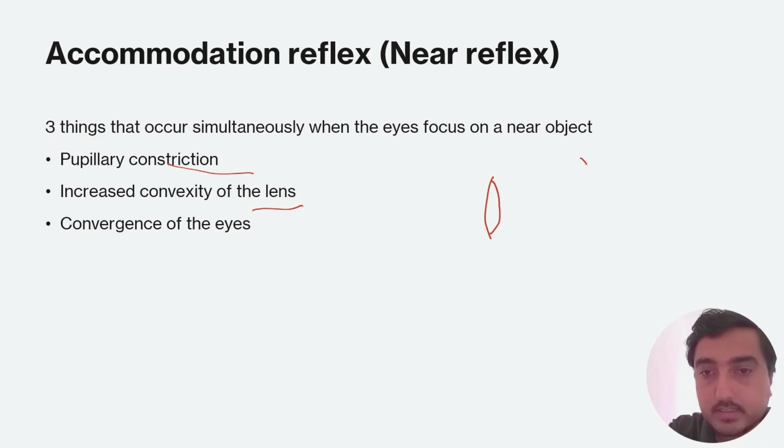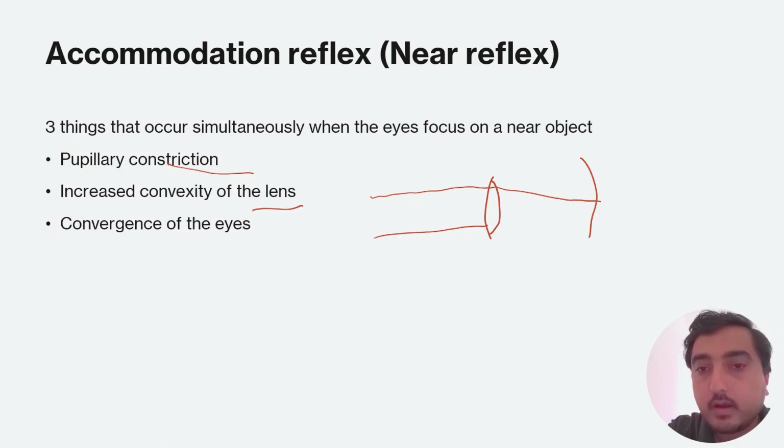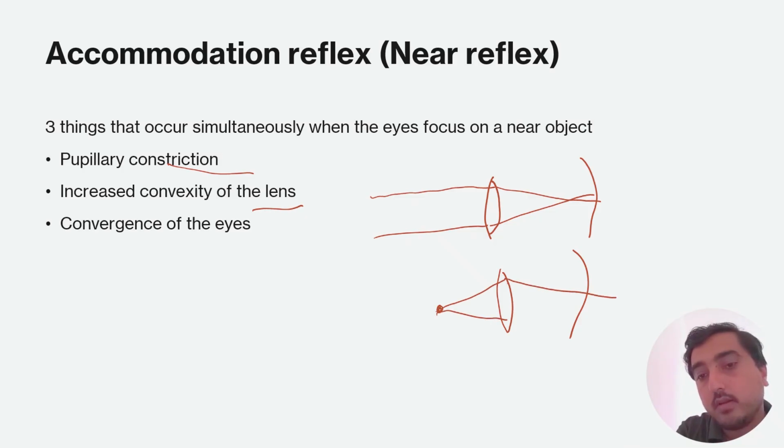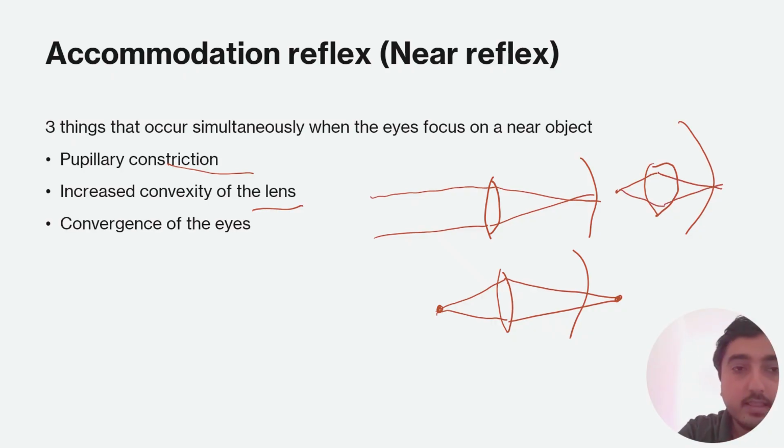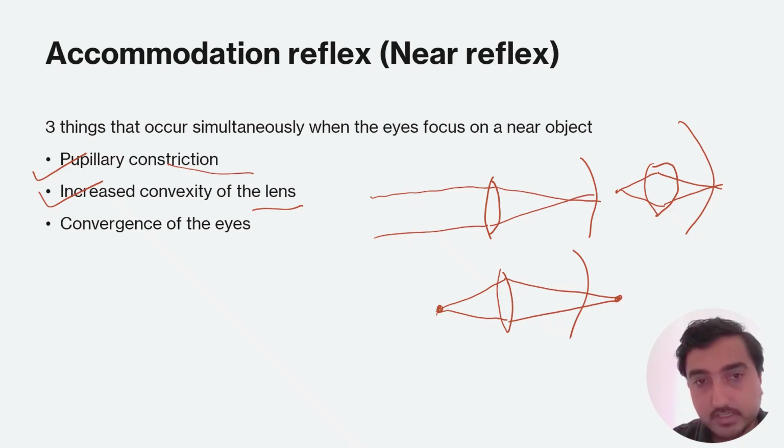this is our lens, this is the retina. When the object is far, the light is falling on the retina. If the lens does not change its size and the object is approaching near, what happens is the light will go and fall behind the retina and cannot focus. So for the light to fall on the retina as the object is approaching closer, this lens should become more convex so that it can refract the light more. So this is the second thing that will occur, that is the increased convexity of the lens.